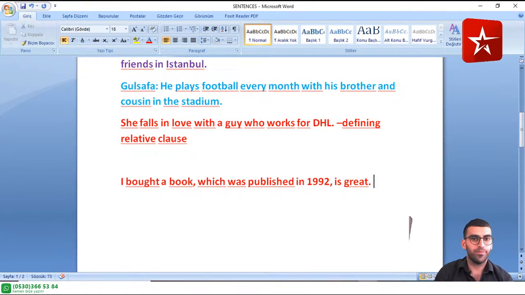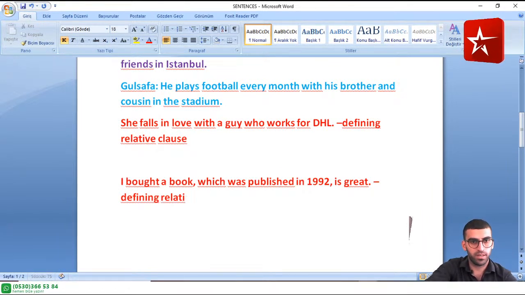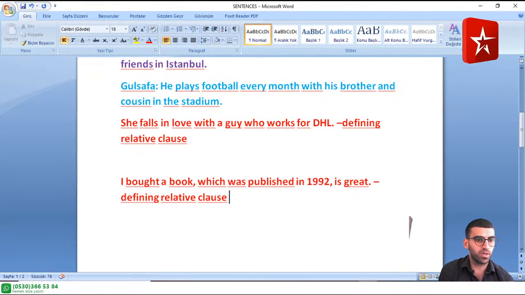So I use the non-defining relative clause in this sentence. Non-defining relative clauses. So I used non-defining relative clause in this sentence in order to give more information, like non-essential information, of course, but I make it longer.